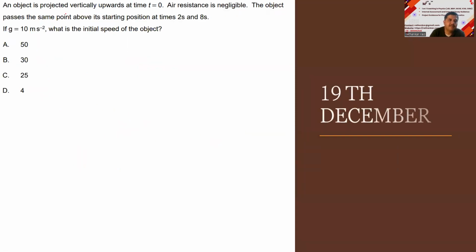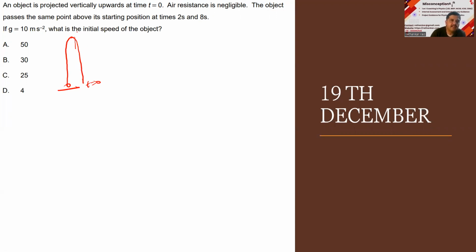Next, an object is projected vertically upwards at t equal to 0. Start from here at t equal to 0. Here this is negligible. The object passes the same point above its starting point at times 2 seconds and 8 seconds. You throw it, it goes like this, reaches a maximum extent, then comes back like this. That is known to us.